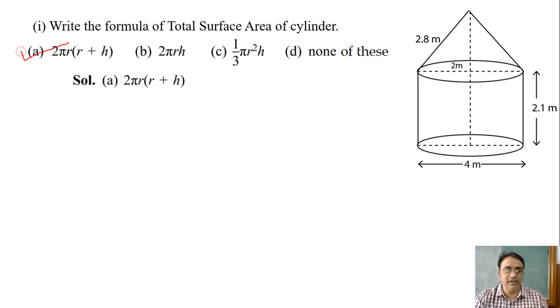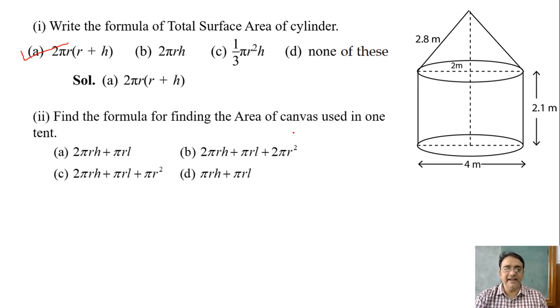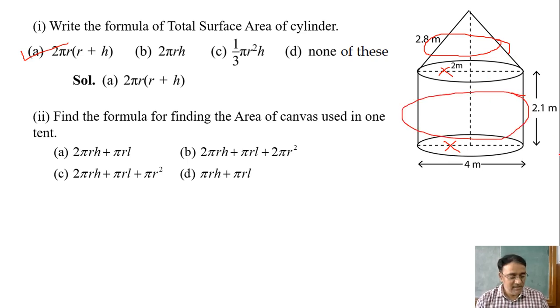Right, option A. Now the second question is related with the figure. Find the formula for finding the area of canvas used in one tent. See, when we find the area of canvas, this part will not be taken because this is the empty part and this part is the ground part. So we will take only the curved surface area of cone and the curved surface area of cylinder.